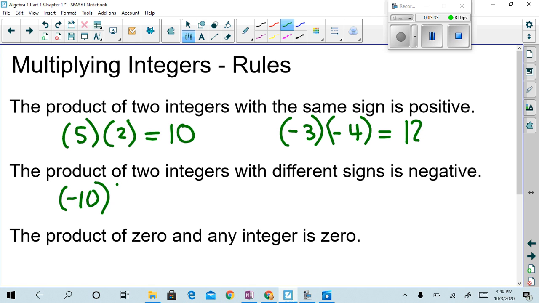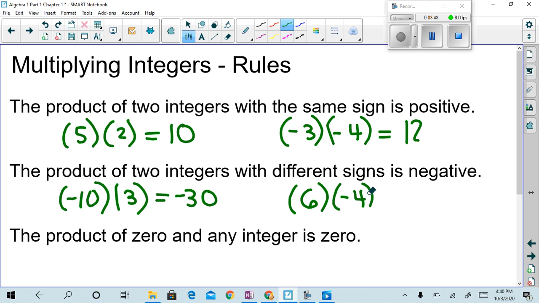-10 times 3, unlike or different signs, will give me a -30. 6 times a -4, unlike signs, negative product.